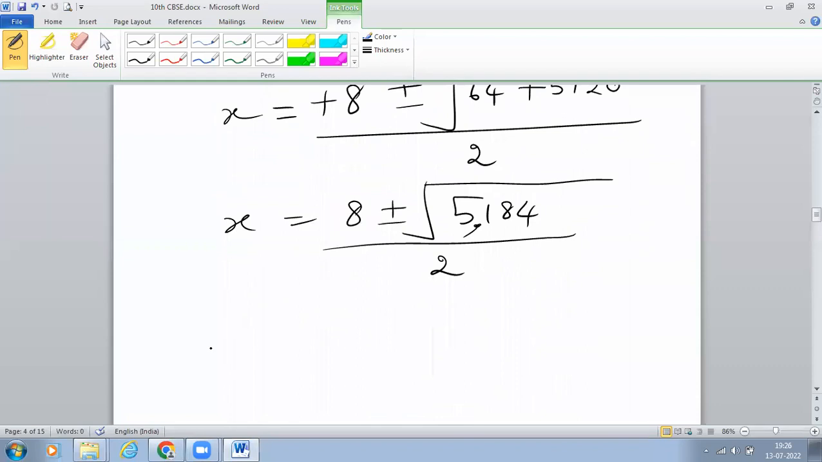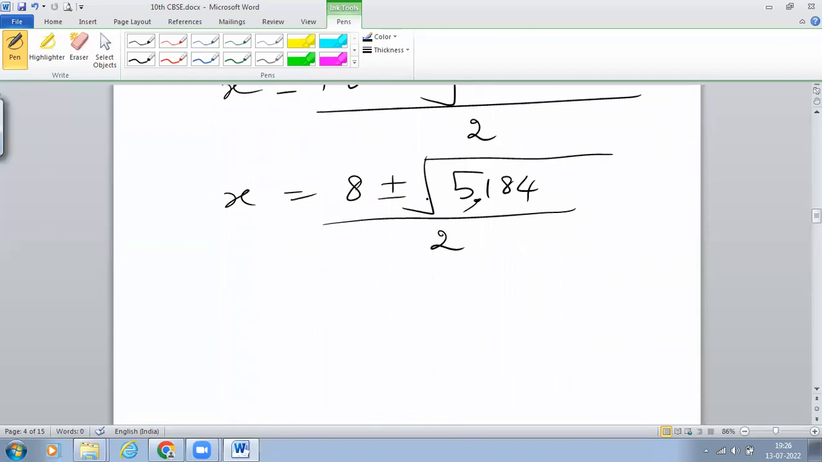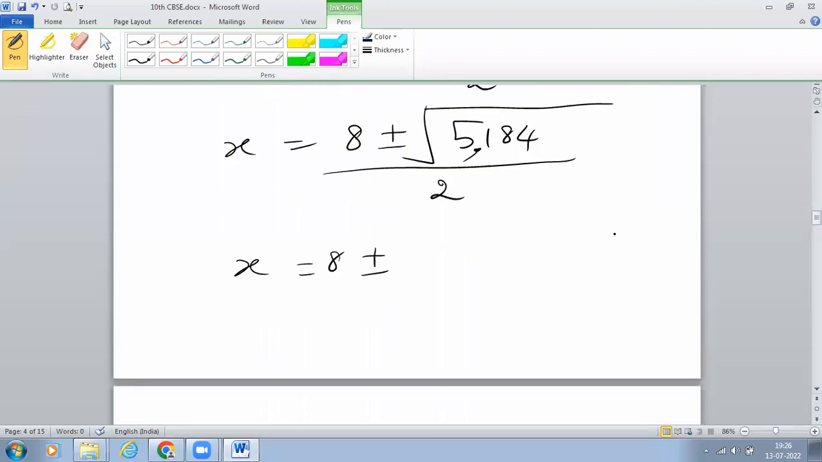Now we have to find the value of square root of 5184. So x is equal to 8 plus or minus square root of 5184, which means which number multiplied twice gives 5184. We have to think about it. Do you know how to find the square root, ma? You know that method? Okay, I'll teach that method now. Listen. You can either use that method or we can logically think, because we know 50 square is 2500. Yes or no? Because 5 square is 25, 50 square is 2500.